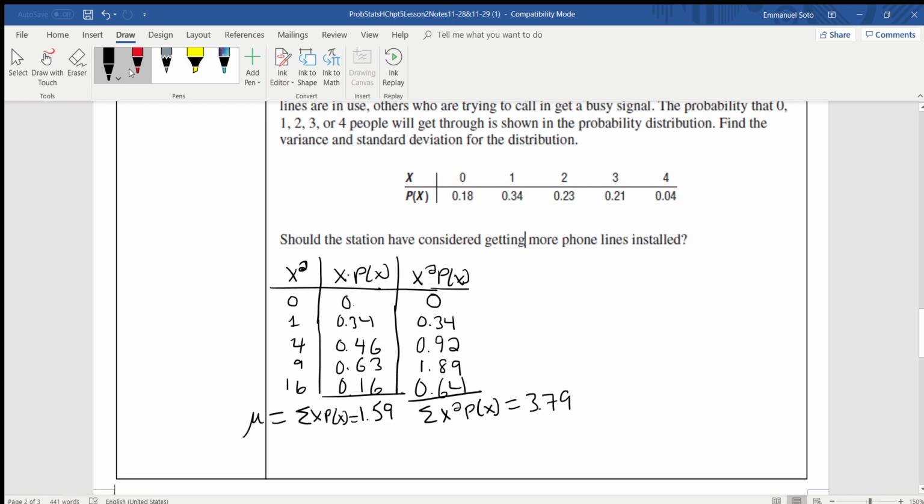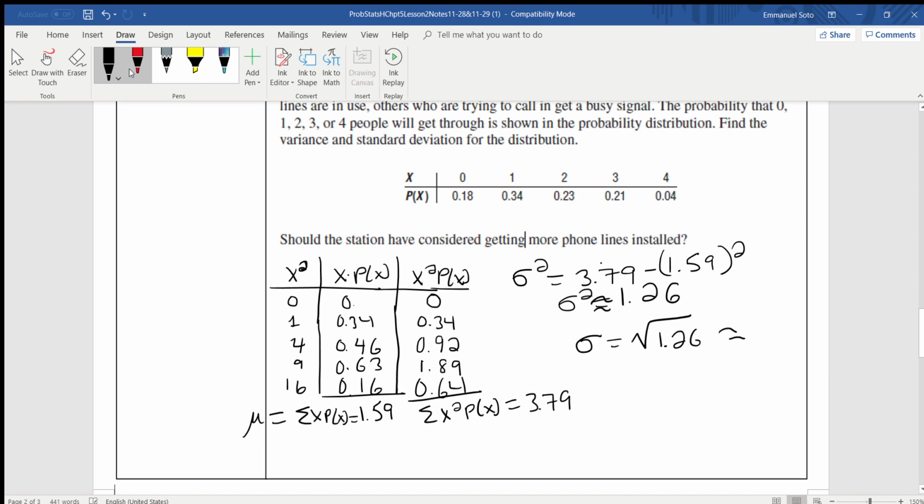So now we're going to go ahead and do our sigma squared, which is the sum of X squared times P of X minus our mu squared. And that gives us 1.26 approximately. Alright, and then sigma is going to be the square root of that guy, which is approximately 1.12.